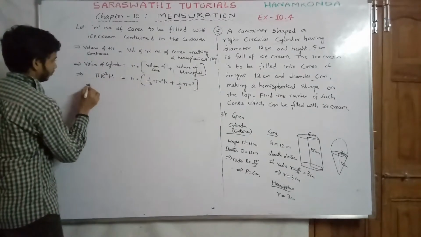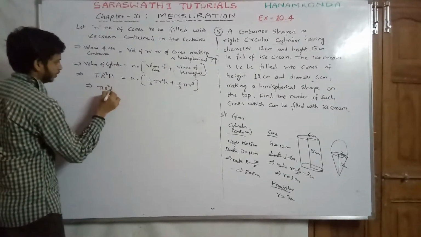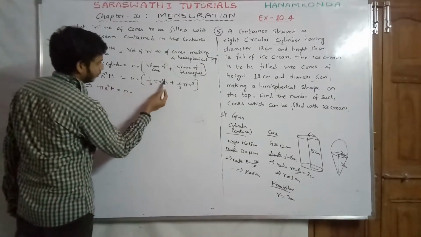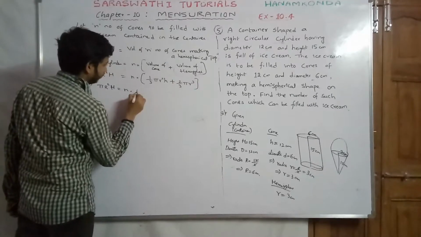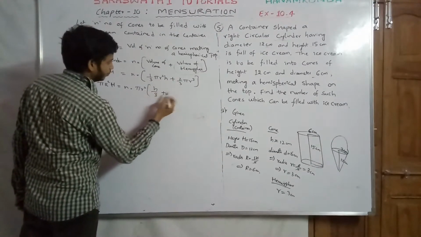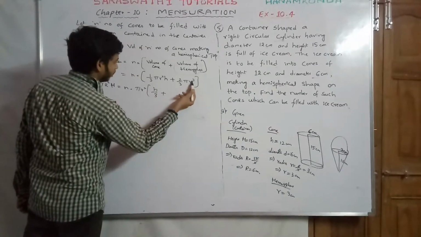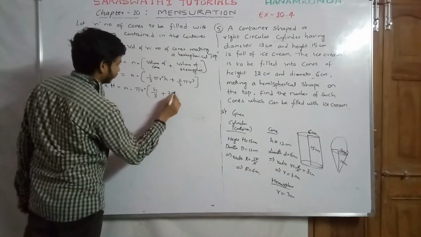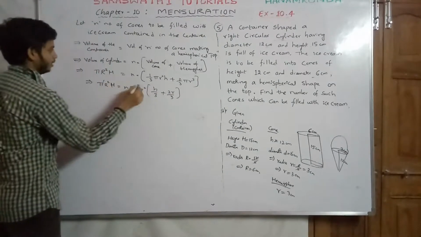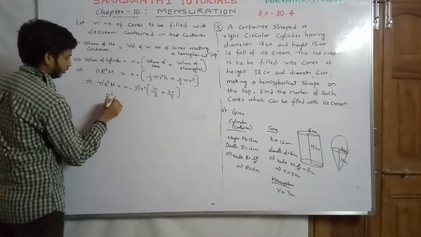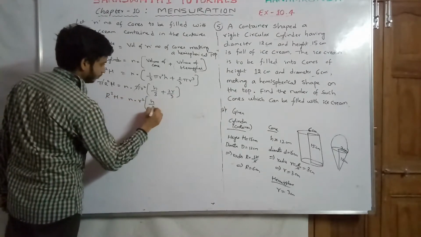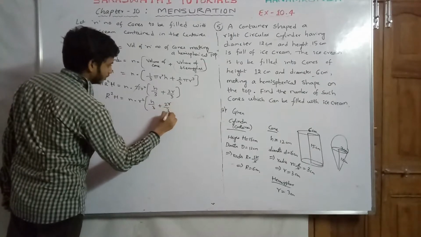Okay, so it implies that πR²H equals n into, here we can take πr² as common. So if we take πr² as common, h by 3 remains, plus 2 into r by 3 remains. Now π gets cancelled, so R²H equals n into r² into (h by 3 plus 2 into r by 3).